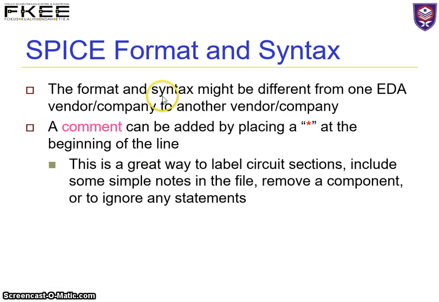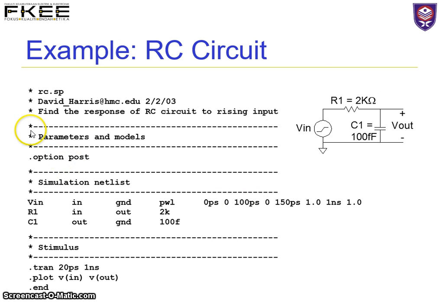The format and syntax might be different from one company to another, but basically an asterisk at the beginning of a line indicates it is a comment. Comments are very useful to label circuit sections, including some nodes and everything. So this is an example, asterisk over here, meaning that this is all comments, separating the model, the netlist, the stimulus.